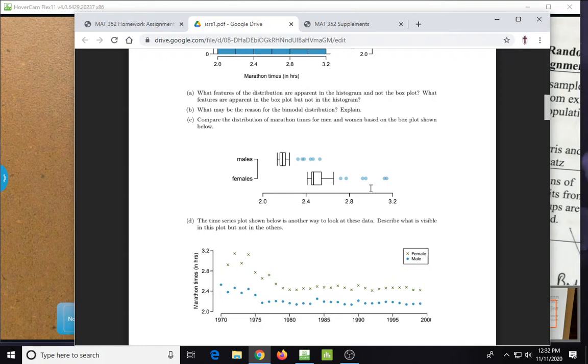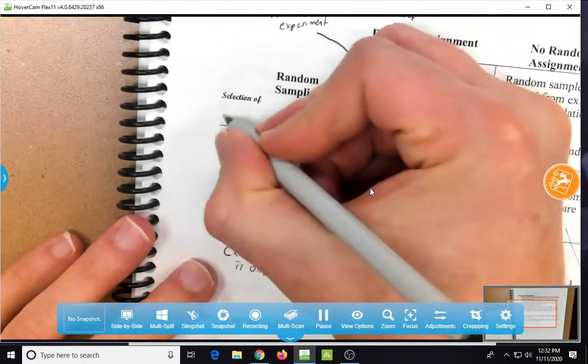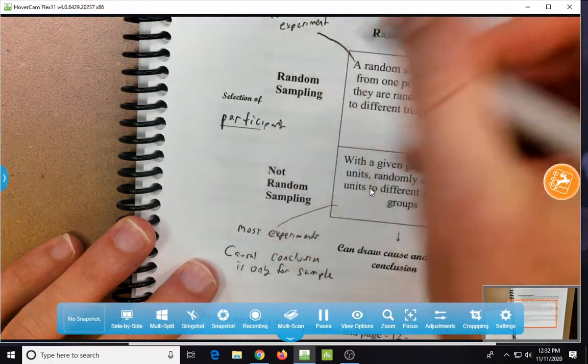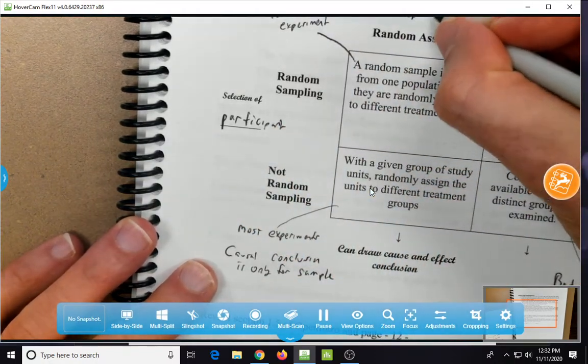This is just the selection of participants, whereas random assignment is sort of the selection of treatment group.